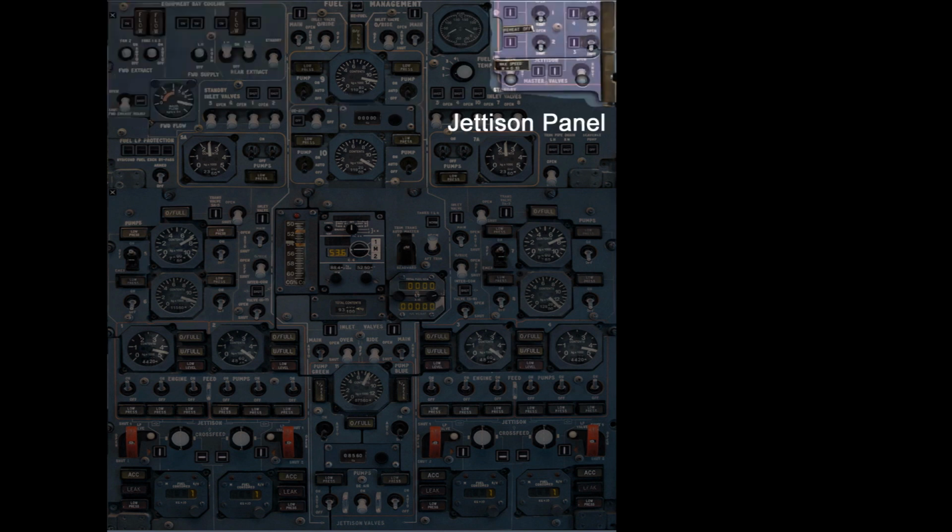The top right is the jettison panel, which normally on an aircraft, a normal aircraft, you see the jettison panel and you may know how to work it or know what it does.